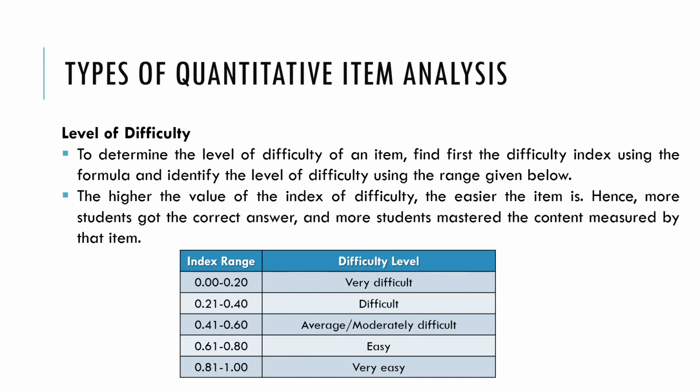Of course, if the index of difficulty is 0.90, meaning to say that is actually a very easy test item. Now, bakit sinabing very easy na test item? Because in the upper at saka lower group, may nakakuha ng tamang sagot. No? And then marami sila.